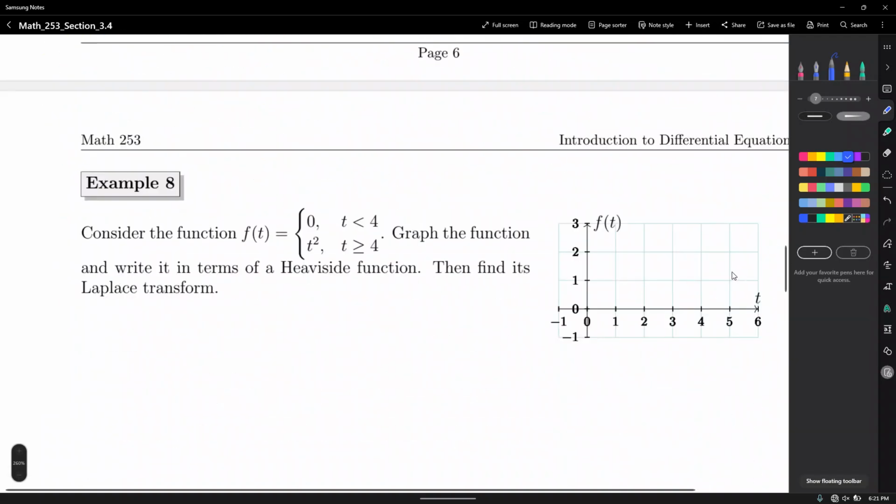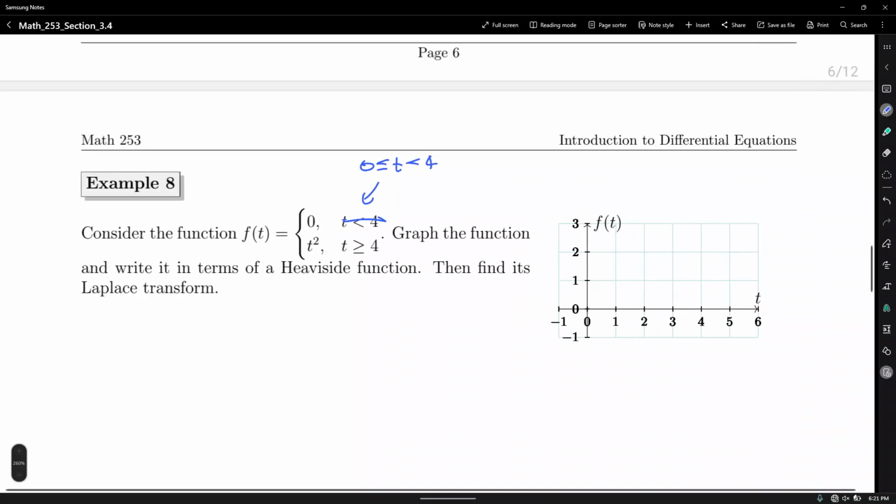What do we have? So consider the piecewise function f of t equal to 0 between, oh, again, I keep forgetting. I should have edited the notes. This is supposed to be 0 and 4, all right? And then t squared for t greater than or equal to 4, all right? Okay, so this is what we're going to do.